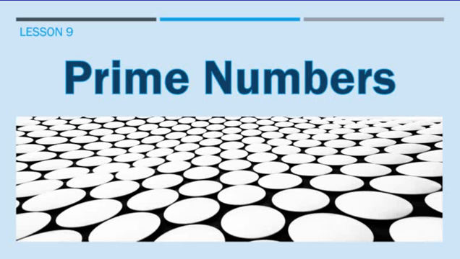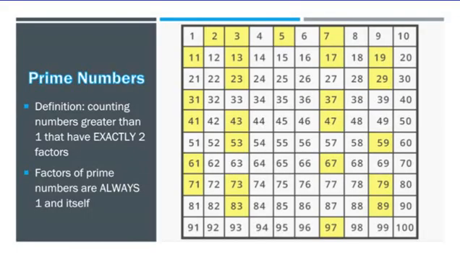Lesson 9, working with prime numbers. First off, what is a prime number? A prime number is just a counting number greater than 1 that has exactly 2 factors. And remember, factors are always the numbers that you multiply together. And these factors of prime numbers are always 1 and itself.